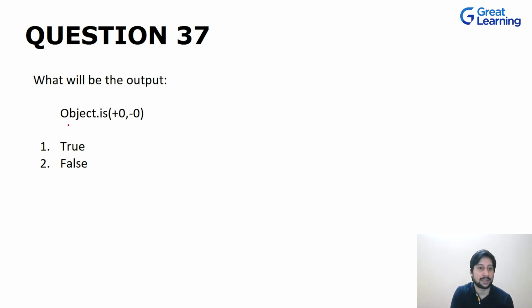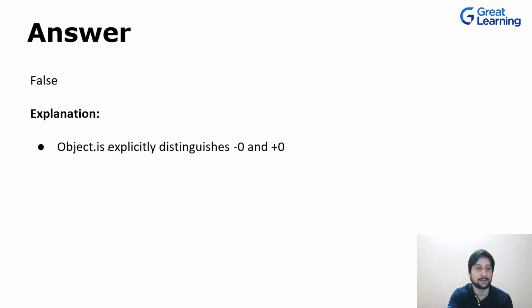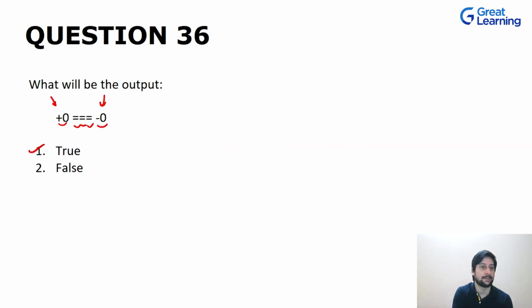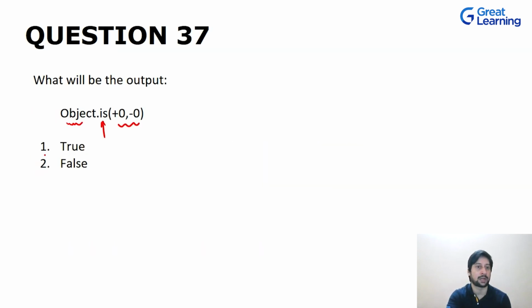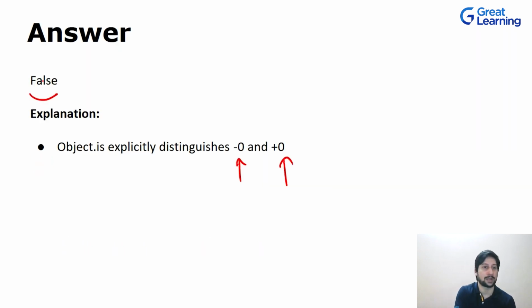Okay, now let's move on to our next question. In this case, we are using the class Object along with its method Object.is, and we are checking if plus 0 is equal to minus 0. In this case, it will give us the correct output, which is false, as Object.is helps us to distinguish between plus 0 and minus 0, which was not the case in the earlier situation. When we used triple equal to, we got the output as true, which is not correct. So now in this case, we'll get the output as false.